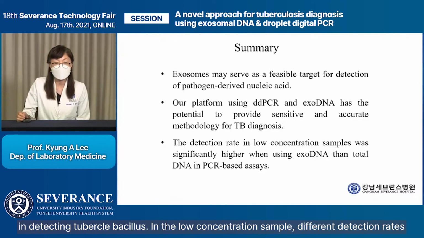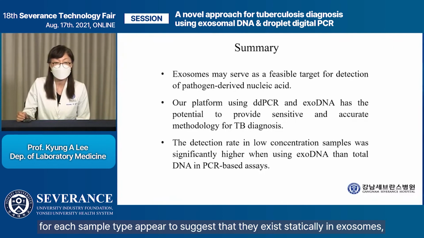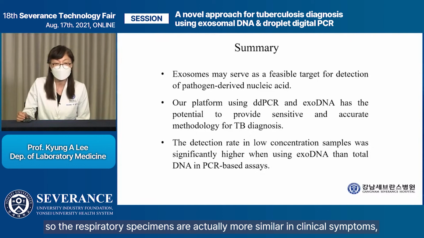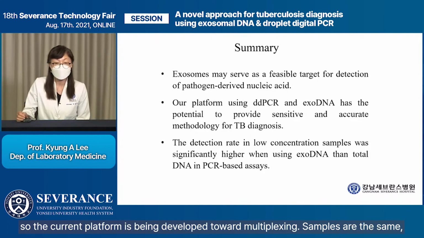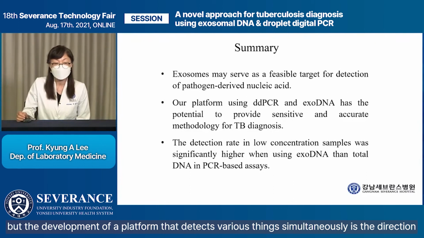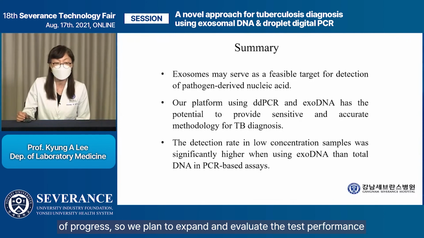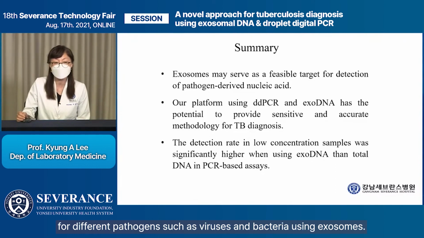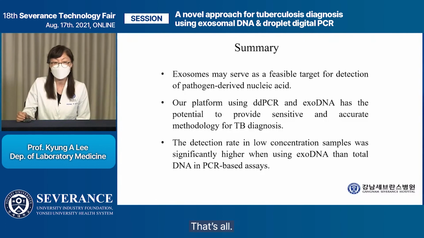In the low concentration samples, different detection rates for each sample type appear to suggest that the nucleic acids exist stably in exosomes. The respiratory specimens are actually more similar in clinical symptoms, so the current platform is being developed toward multiplexing. Samples are the same, but the development of a platform that detects various things simultaneously is the direction of progress. So we plan to expand and evaluate the test performance for different pathogens, such as viruses and bacteria, using exosomes. That's all.